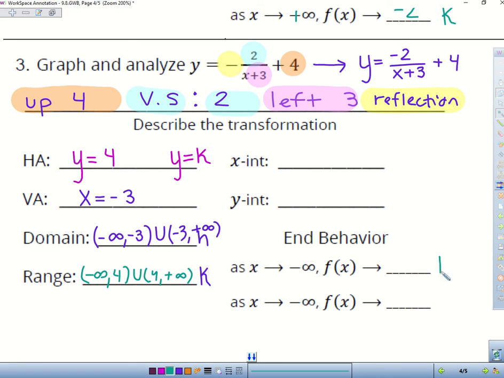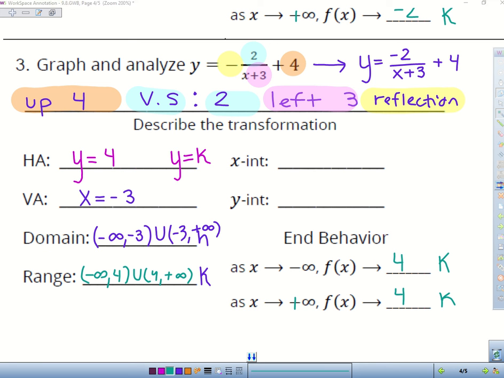And then these are always based on k, so they're going to be what? 4. We're always approaching whatever that horizontal asymptote is on both sides of my graph. Okay? So, any questions about that? Alright, so now we're going to go ahead and graph it.